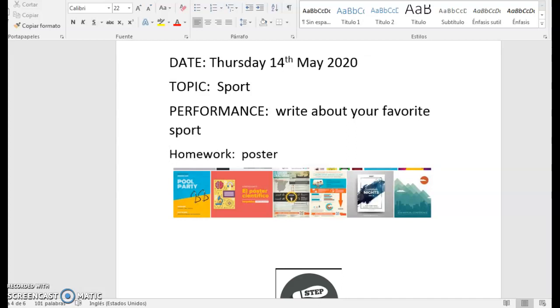Homework. Yes, homework today. Don't worry about that. It's a good homework. Okay, let's create a poster about your favorite sport. You know, poster, this is an example of poster. But in your notebook, it's not necessary that you use other paper. No, in your notebook. Okay, step by step.